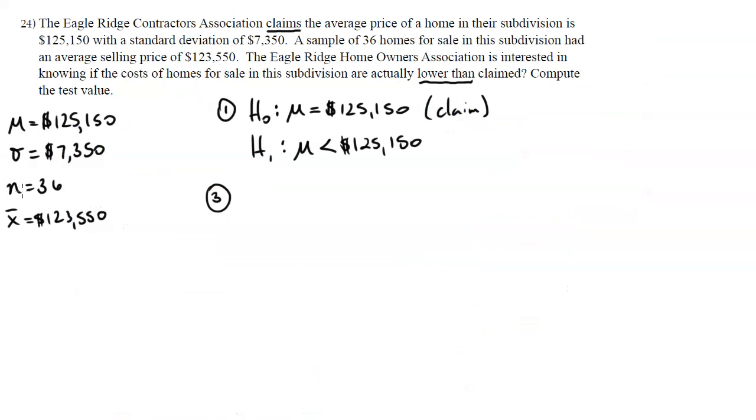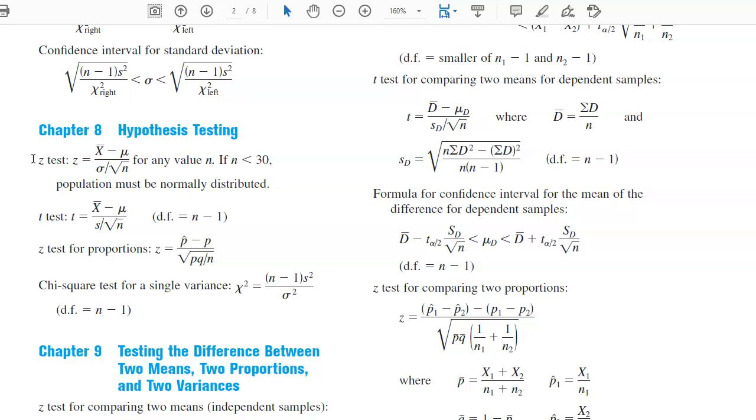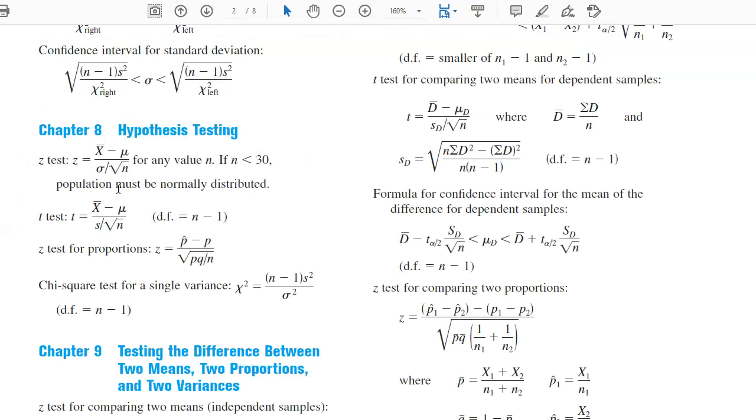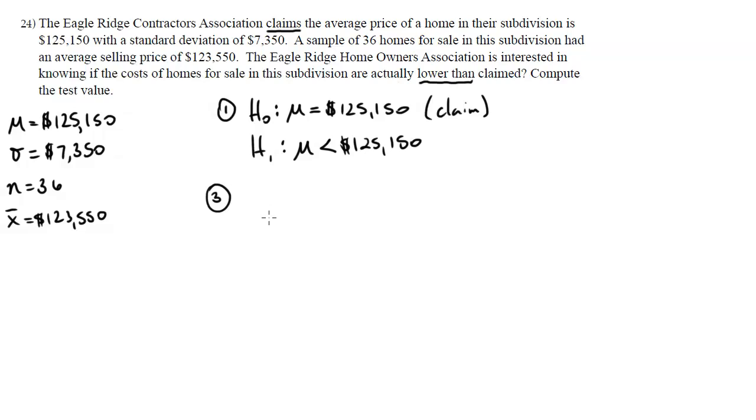We know the population standard deviation, so this is going to be a z-test. There's the formula. If n is less than 30, the population must be normally distributed. Our n is greater than 30. So we don't have to be normally distributed, but there's the formula, the central limit theorem formula we use. Okay, so to calculate that test value, x bar minus population mean over sigma over square root of n.